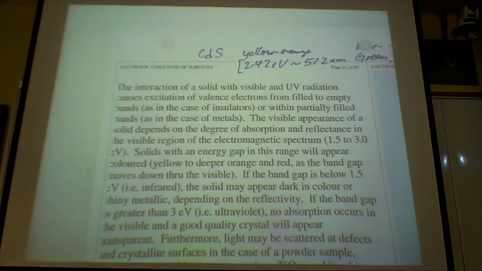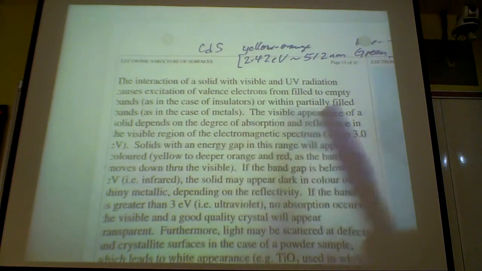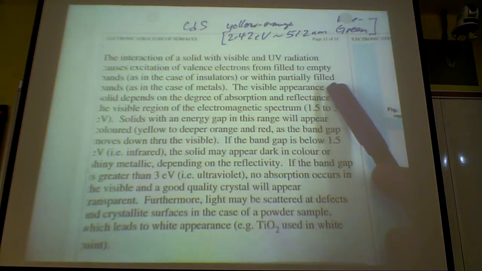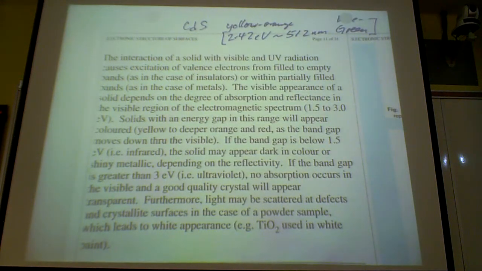You have an optical transition, right? You can move an electron from the filled orbital to the empty one, as in a gas or solid, or within this partially filled band, in the case of a metal. And the appearance, the visible appearance, why do we call it visible? The word visible means that we are in the region of the spectrum that our eye can pick up, which is the visible range.